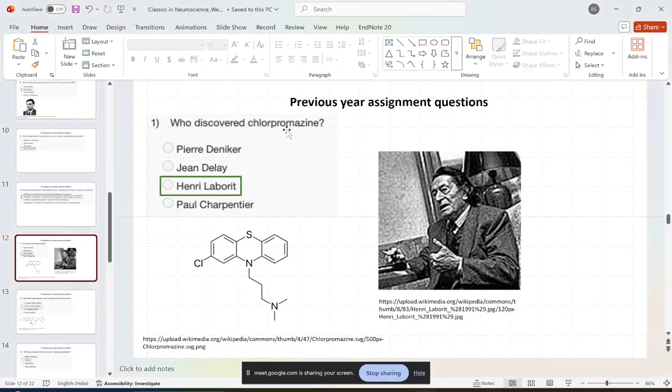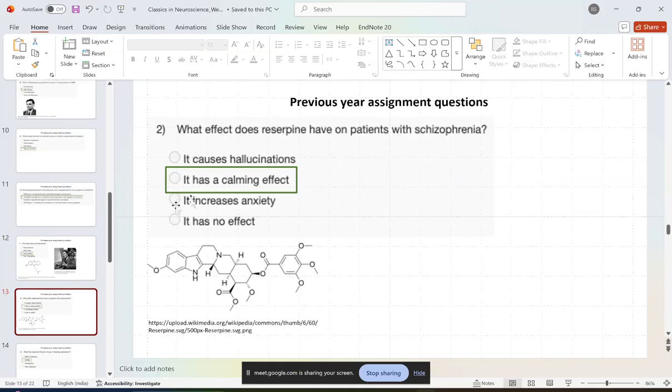So, who discovered chlorpromazine? It was Henry Laborit who discovered chlorpromazine. He was the one who showed that this chlorpromazine is actually acting as a calming agent. Next, what effect does reserpine have on patients with schizophrenia?